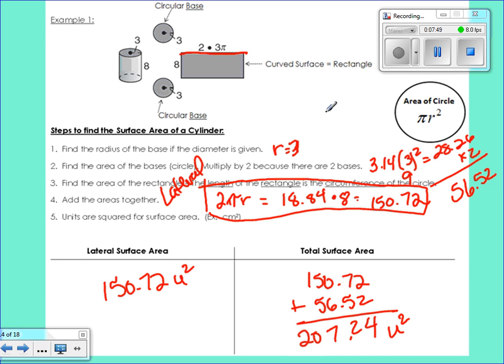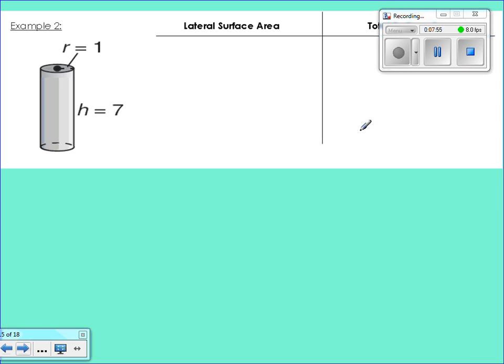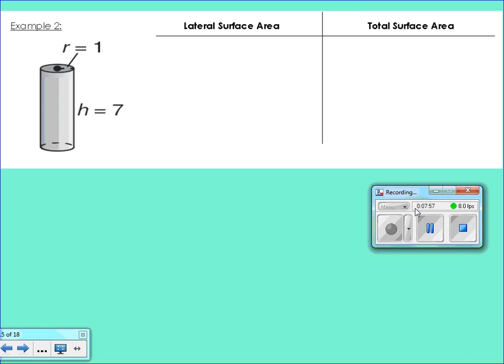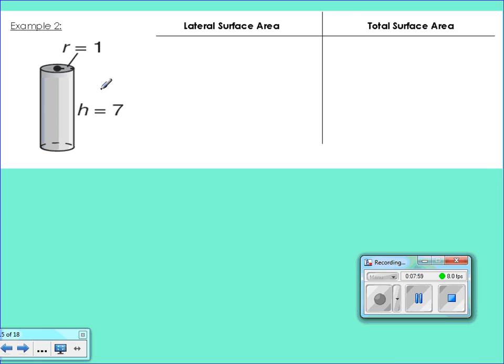Any questions so far? Okay. Here's another example. You have a large cylinder here. If it helps you to make the net, go ahead and draw out the net and label the net, so you get all the pieces. You know the radius is equal to 1 and the height is equal to 7.